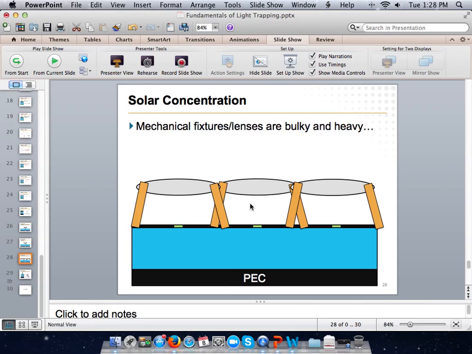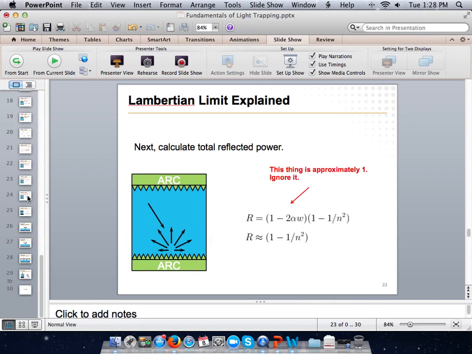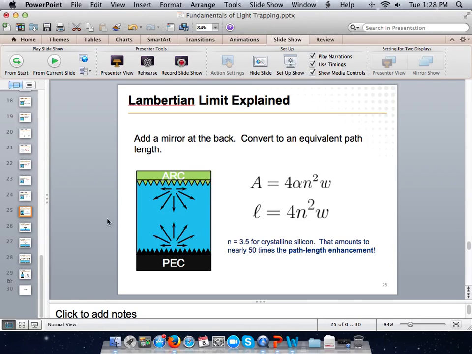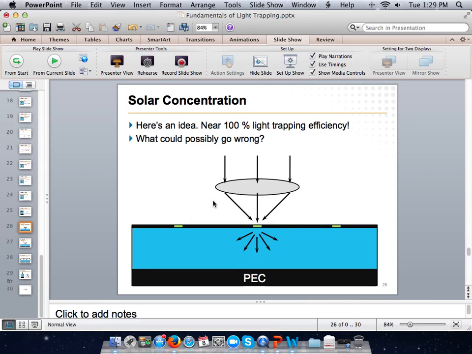But mostly this is just to show, well, let me go back a little bit here. So you have this 4n squared limit. Every now and then you'll actually see 4n squared divided by sine theta, where theta represents the angular extent of your light source. If you had an absolutely perfect point source of light, then your path length enhancement would be infinite, because you would just have perfect light trapping, all concentrated.